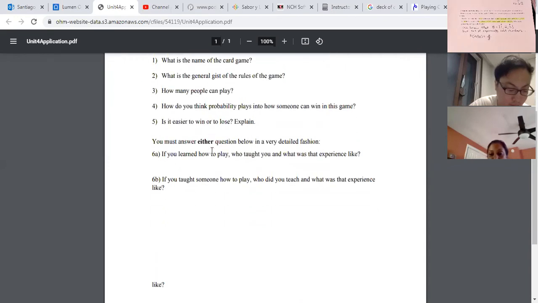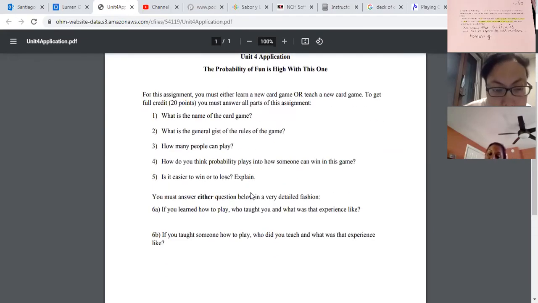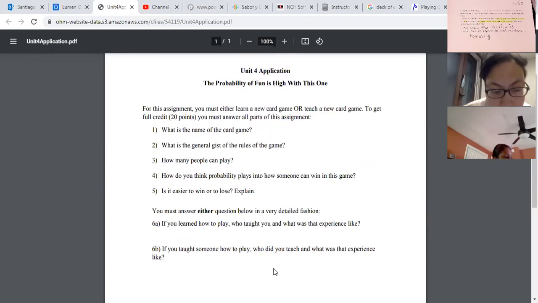And then, if you learned how to play, talk about the experience. Who taught you and what was that like? If you taught someone how to play, who did you teach and what was that experience like? This application is really intended to get you using a standard deck of cards, playing around with it, and connecting to the idea of probabilities, the likelihood of something happening. As we play these games, we always want to win, so think about the probability of us winning. I want you to think about that perspective. Any questions on that so far?